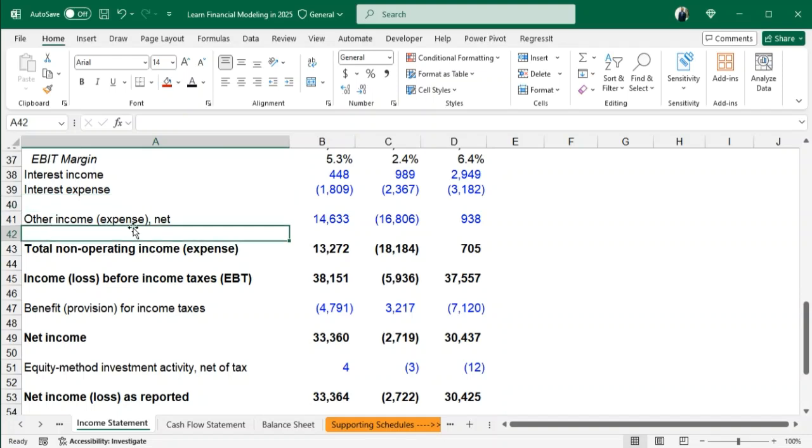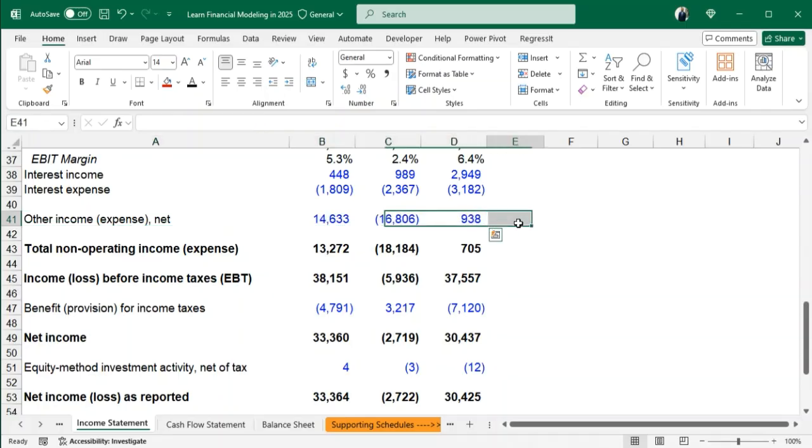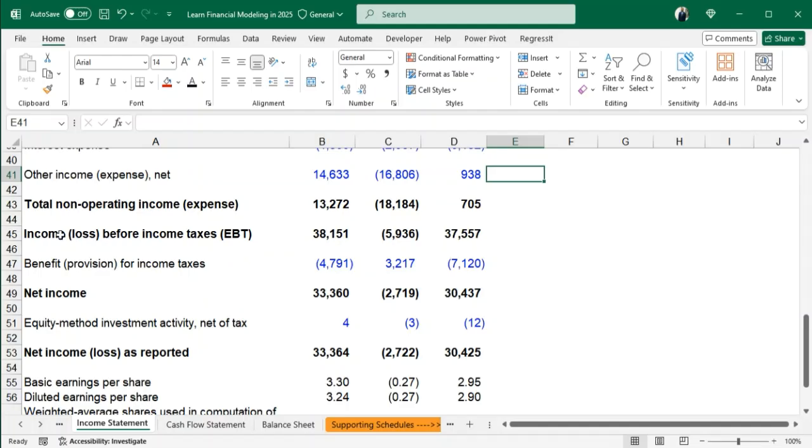And then we'll come to other income. For these, it is also very difficult to determine their composition. And so we do not calculate any historical data or ratios for this particular line item. We are going to deal with how we are going to project it later on. And then with that, we will have our total operating income expense there, and also our income or loss before income taxes, or EBT.